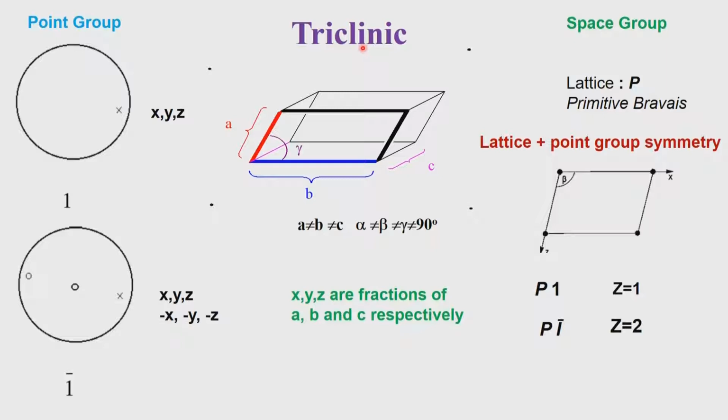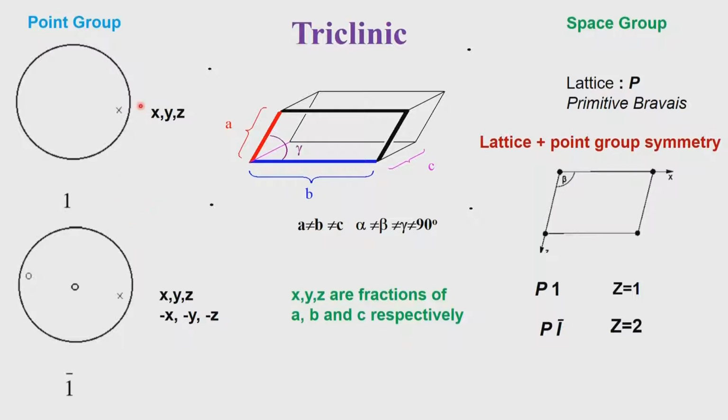So, the 2 point groups which fall into this category are shown on the left. The one is the point group 1 with the equivalent point x, y and z, and the other is the point group 1 bar, which now takes any point x, y, z in space to any other point minus x, minus y, minus z.